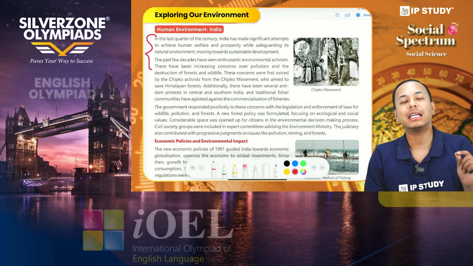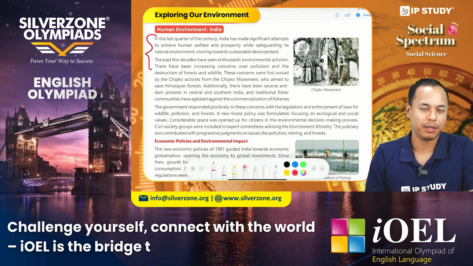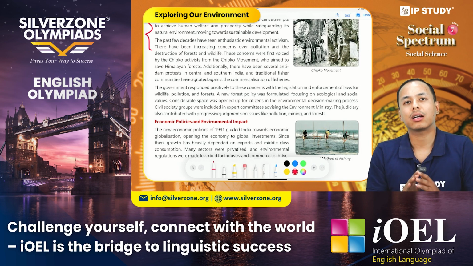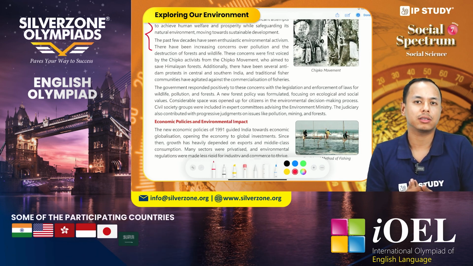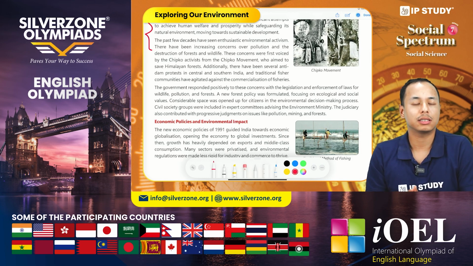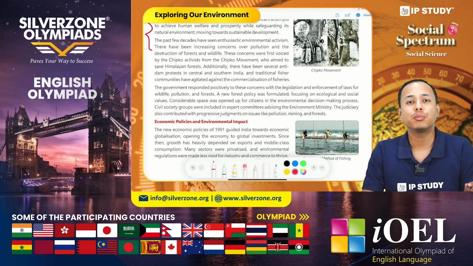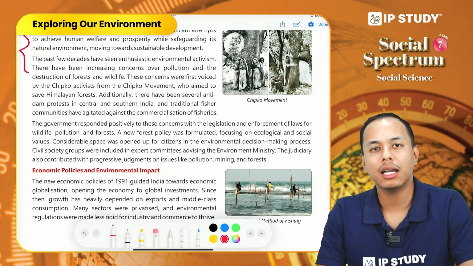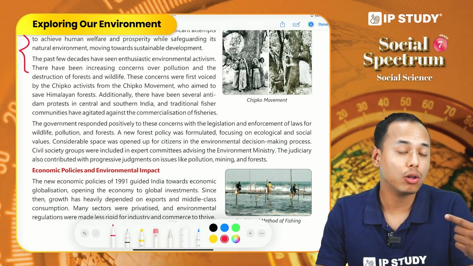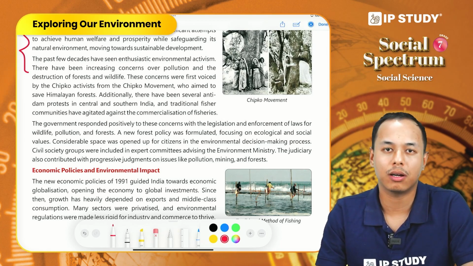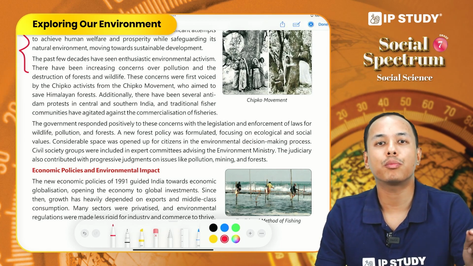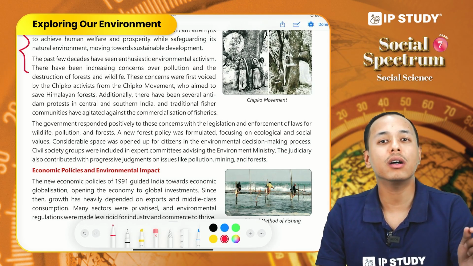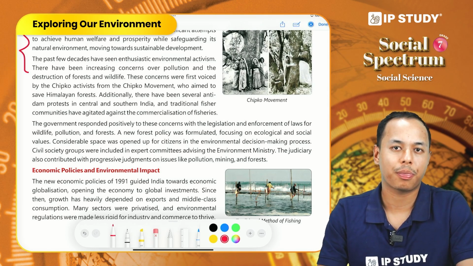Okay, so that means it has moved toward sustainable development. We have heard about many environment conservation campaigns or movements in India, such as the Chipko movement. Chipko movement aimed at protecting the Himalayan forest. On the other hand, we also heard about many anti-dam campaigns that aimed to protect the environment, the river, and also the traditional fisher communities.